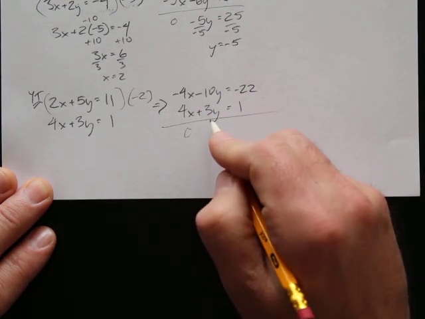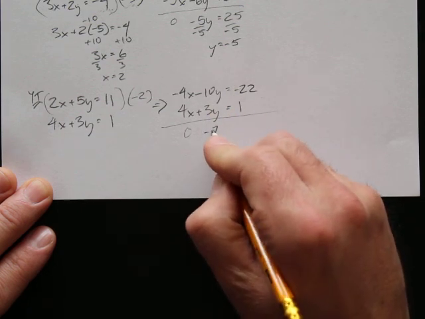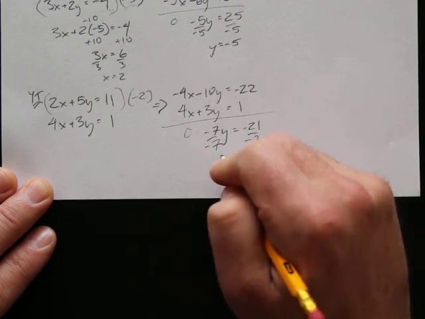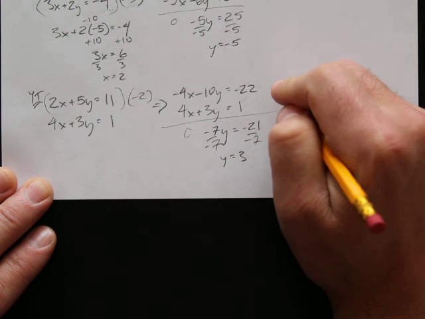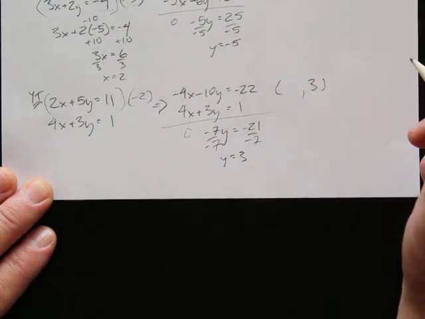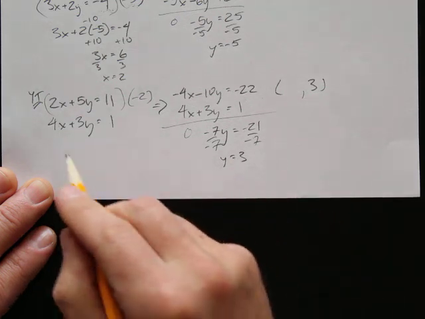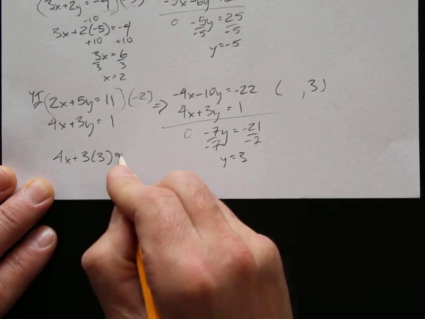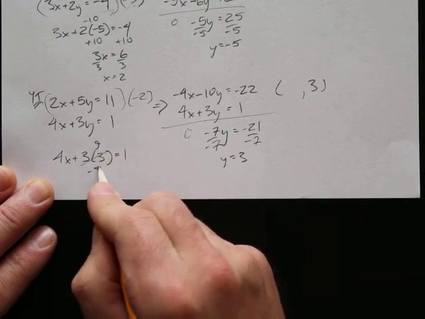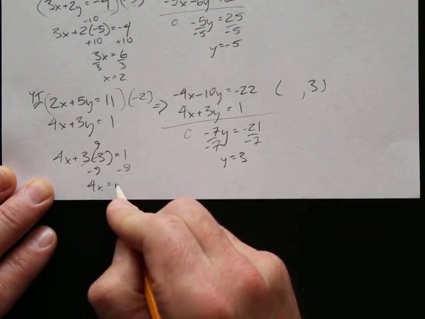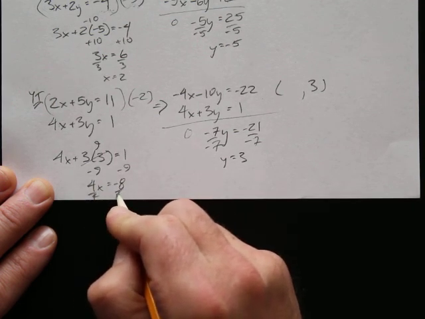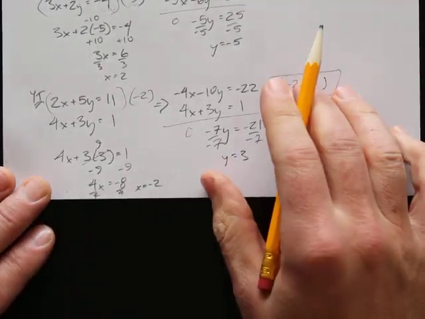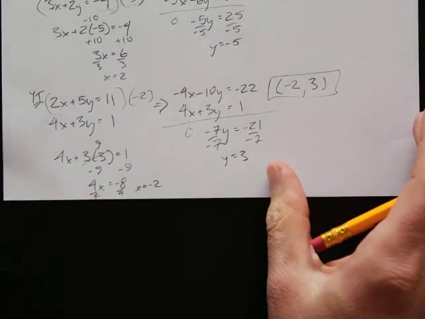4x's go away. I've got negative 10 and positive 3 is negative 7. Y equals negative 21. Divide by negative 7. Y equals positive 3. Plug this 3 back in. 4x plus 3 times 3 equals 1. This is 9, so I'm going to subtract 9 from both sides. 4x equals negative 8. Divide by 4. X equals negative 2. Negative 2, 3 is the point at which these two lines intersect.